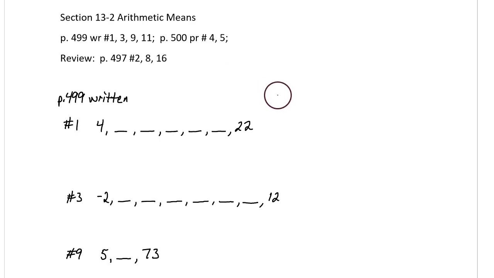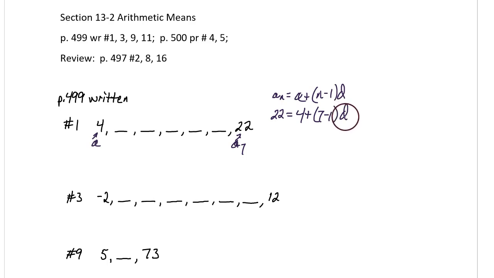We need to find the value of d. So let's use our formula for the nth term of an arithmetic sequence: a sub n equals a plus n minus 1 times d. In our sequence, the value of a is the first term, it's 4, and the 22 is which term? 1, 2, 3, 4, 5, 6, 7. It's the 7th term, a sub 7. So for a sub n, fill in 22, realizing it's the 7th term. The letter a is 4, and the letter n is 7.